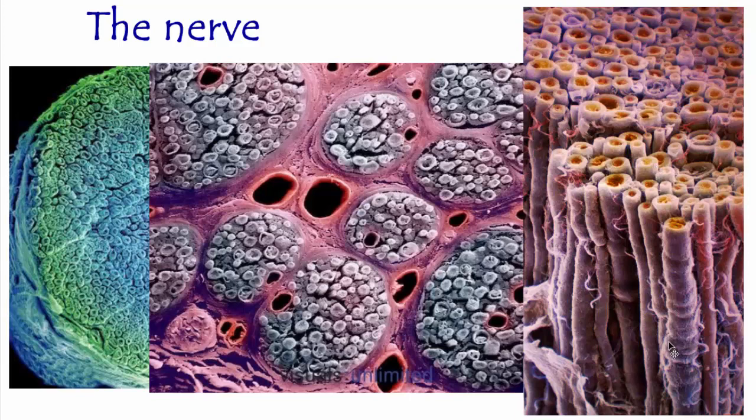Another picture is this. This is a transverse section of a nerve. Notice the nerve fibers. Now the nerve fibers, they are made of what? They are the axon and the myelin sheath. So each nerve fiber is an axon covered with the myelin sheath. And many groups, many bundles of nerve fibers make the nerve.